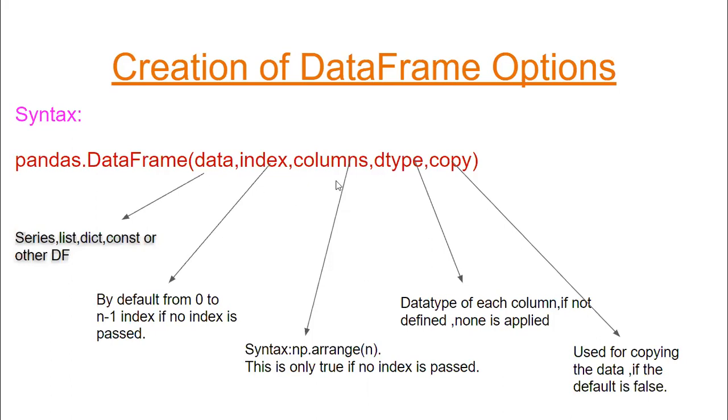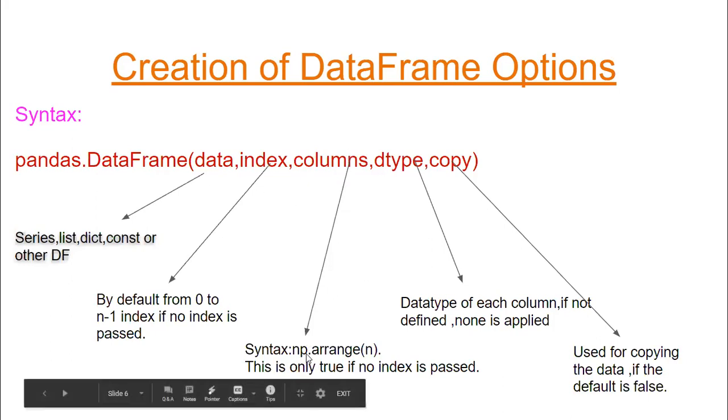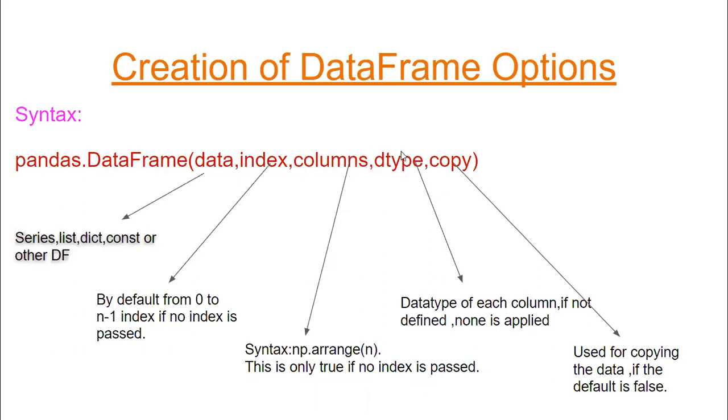Then columns. For this we can use np.arange within this argument. This is only true if no index is passed. If you didn't use index, then at that time you can use this arange function in the column value. Then dtype is nothing but the data type. The data type is for the data of each column. So if no data type is defined, none is applied. Each column, whatever data type you want to give, you can give. Suppose you didn't give any, then nothing will be applied there.